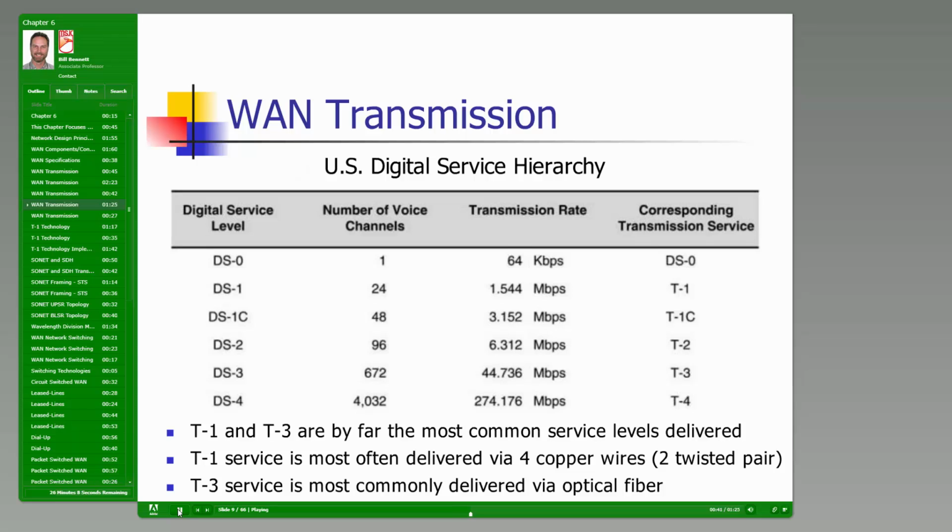The next level up is a DS2, also known as a T2, that's 6.3 megabits per second. DS3, also known as a T3, is 44.736 megabits per second. And a DS4 is also known as a T4 and is 274 megabits per second, 4,032 voice channels. T1 and T3 are the most common service levels that are usually utilized by corporations. It's also delivered using 4 copper wires, so there's 2 twisted pairs in the wiring that's used for a T1 service. T3 service most commonly delivered using optical fiber or fiber optic cabling.